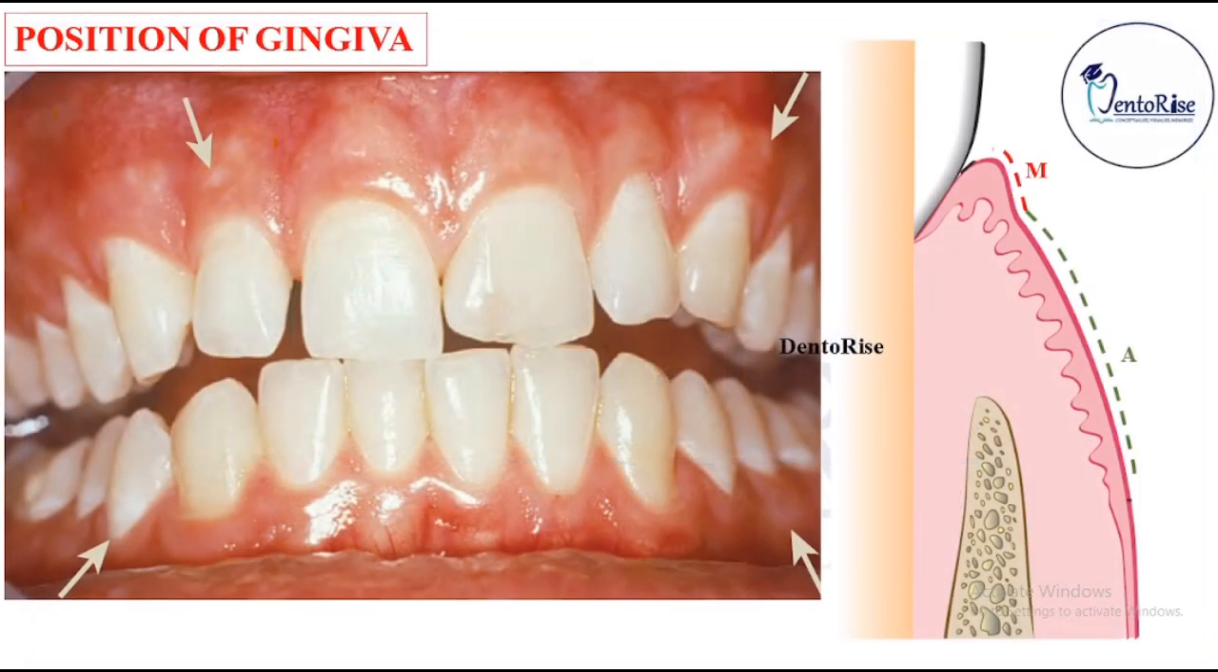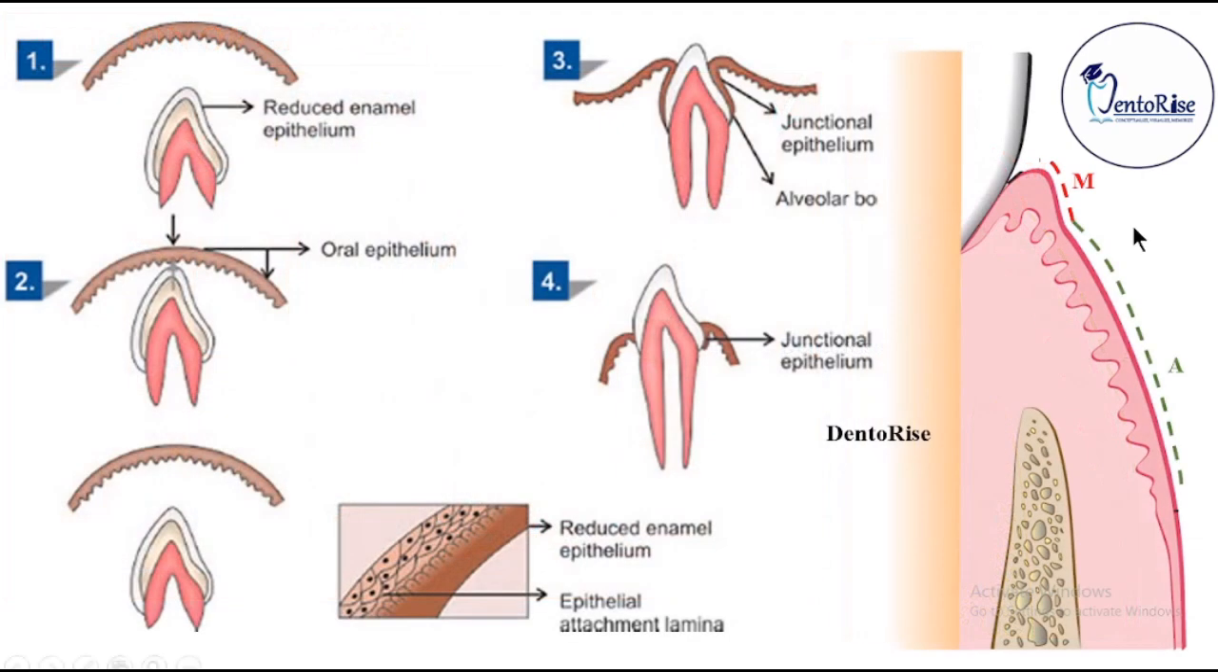So, when we talk about the position of gingiva, the position of gingiva is the one wherein the gingival margin is attached to the tooth. But this position of gingiva varies from age to age. At the time of eruption of tooth, both the gingival margin and the gingival sulcus are present at the tip of the tooth. However, as the eruption progresses, it moves closer towards the root.